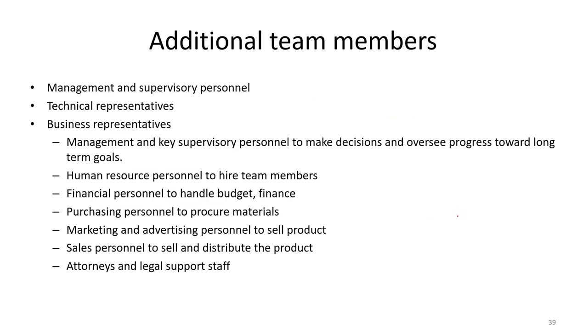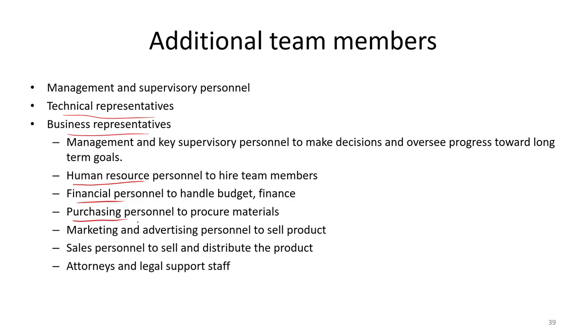Once the engineering design process is complete, additional team members may become involved with the product. You may have more managers and supervisors involved as the number of people on the team gets larger. You might also have more technical representatives. You're starting to manufacture your product and market it to customers, so more technical staff might be on board. And there might be more business representatives on board. You'll have managers, maybe HR and finance, to manage team and budget.